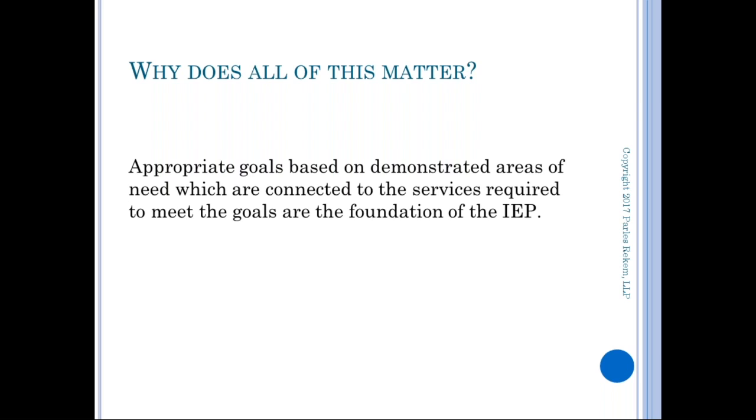And those goals are connected to the services that are required to meet the goals. So you can't just put a goal, John will hand in his homework, into the IEP and not provide any kind of service to teach John how to be organized enough to hand in his homework. Otherwise, how can that be a reasonable goal? How can we think that John is going to be able to do it? Why is he going to be able to all of a sudden hand in his homework if that's an area of need, if that's something he's been unable to do?